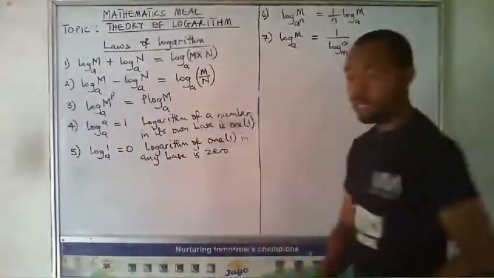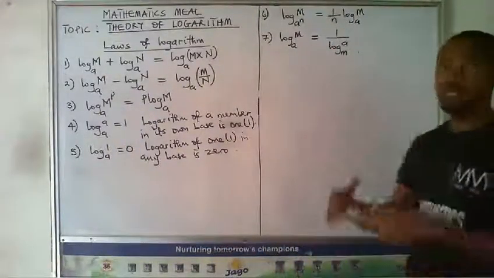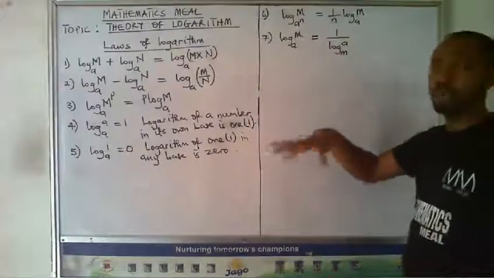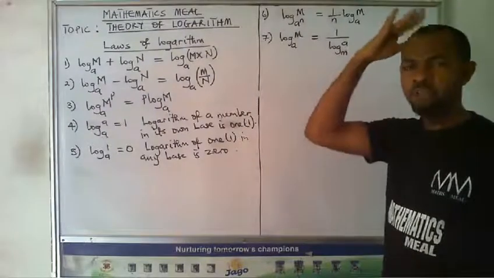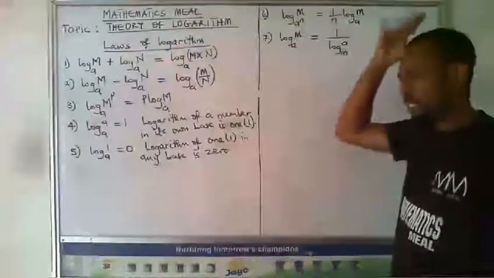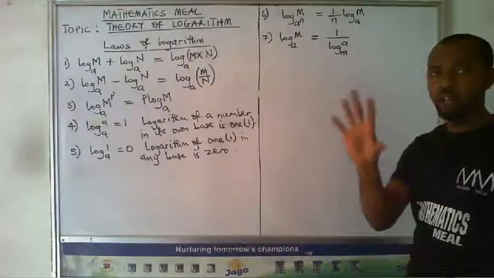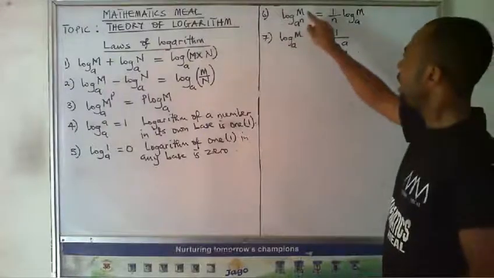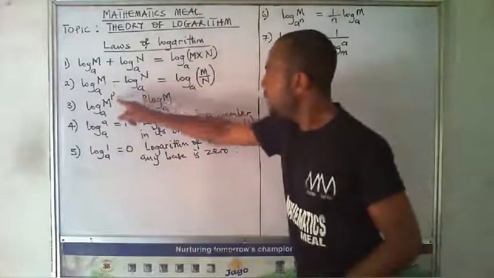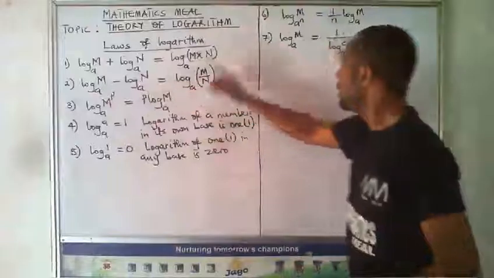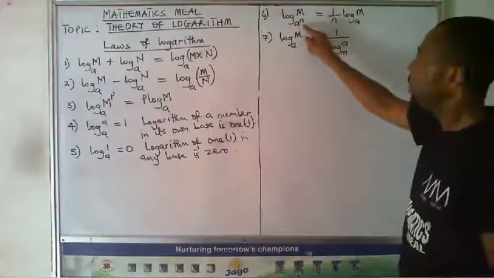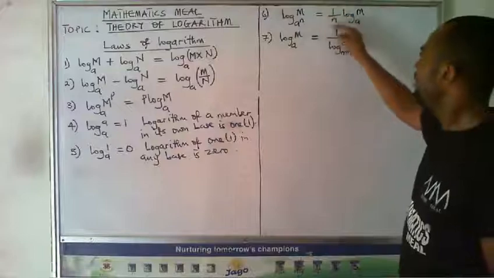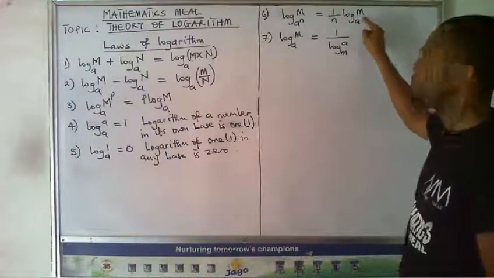Alright, then the sixth law. We are just trying to explain all this so that by the time we begin to solve problems, when you see a particular problem, you just open the files of your head and say, oh, this is the particular law that will be suitable for this problem. So the sixth law. Now in the third law, we have power on the number, but in the sixth law, we have power on the base.